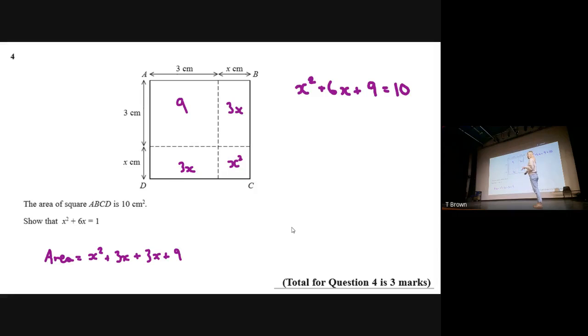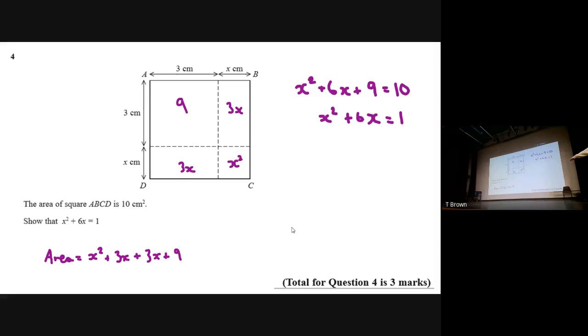Now that's starting to look like this. But what do we need to do? I've got the x squared, that's good, that's what I want. I've got the 6x, that's good, that's what I want. But that 9, I don't want that 9 to be there. How can I get rid of that 9? What's the opposite of add 9? Take away 9. And if I do it to one side of the equation, I've got to do it to the other. So I'm going to take this 9 away, and take 9 away from there, and then I've got the answer, and that's it.